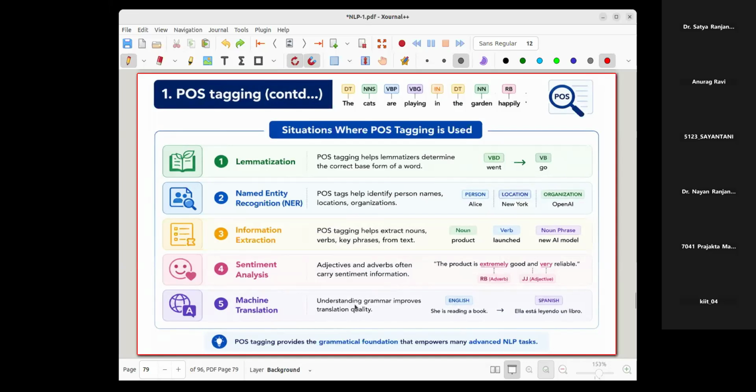And in machine translation, obviously we need it, because otherwise it will be difficult for the translation engine to translate from one language to another language. Is it okay? So this is called POS tagging, and this is one pre-processing task.